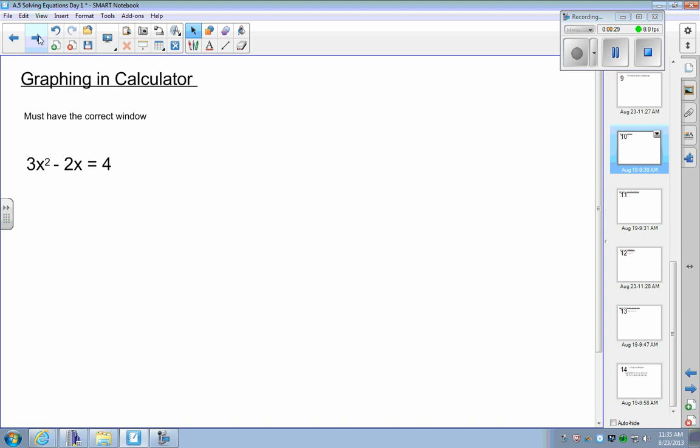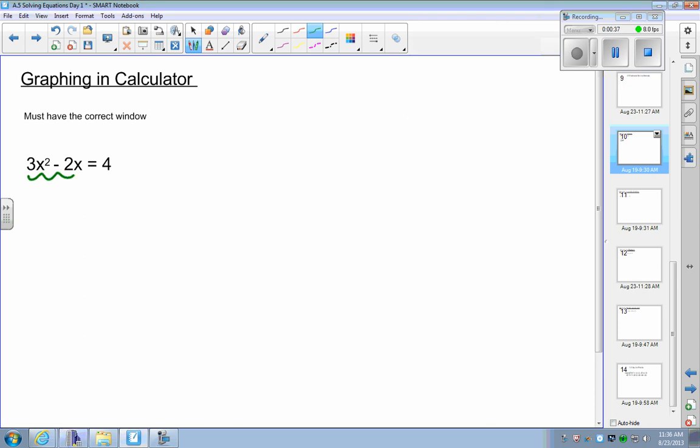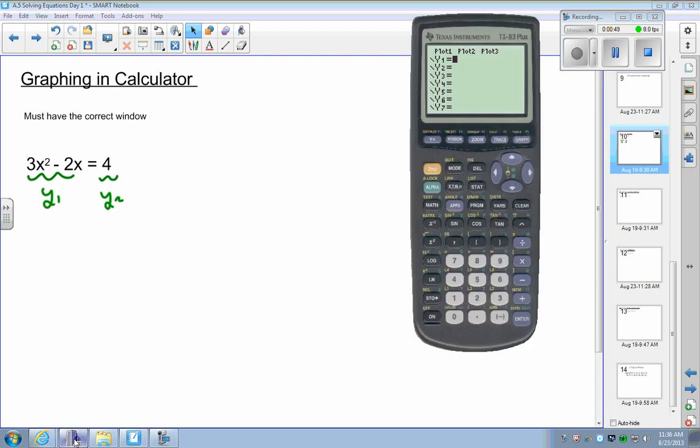One I want to talk about is graphing in the calculator. So we talked about always checking your answers, but if you have an equation, you can always just take what's on one side and throw it in y1, and what's on the other side and throw it in y2. If they hit each other, it has a solution. If they don't hit each other, it doesn't. Now the problem with these is always going to be the window.